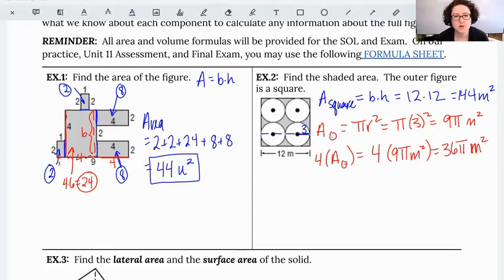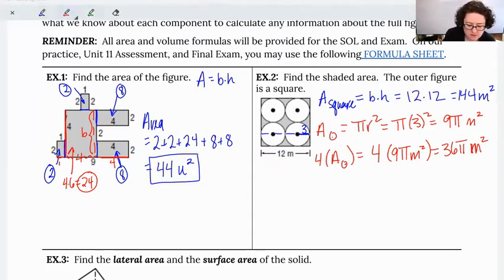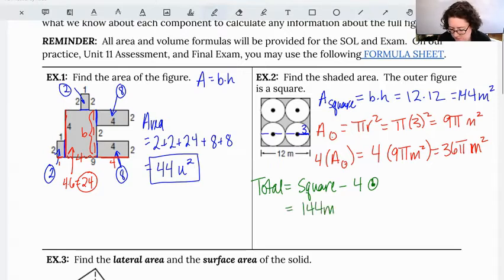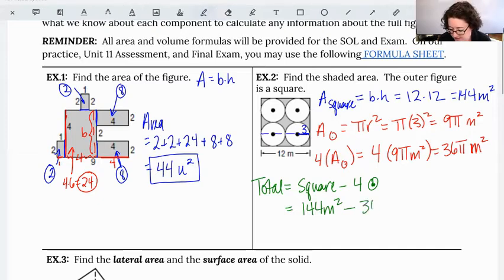So we are now ready for our final problem, which is, I'm going to put this in green, our total area. It is going to be whatever our square is minus our 4 circles. So our answer for our square was 144 meters squared. Our answer for our 4 circles was 36 pi meters squared.